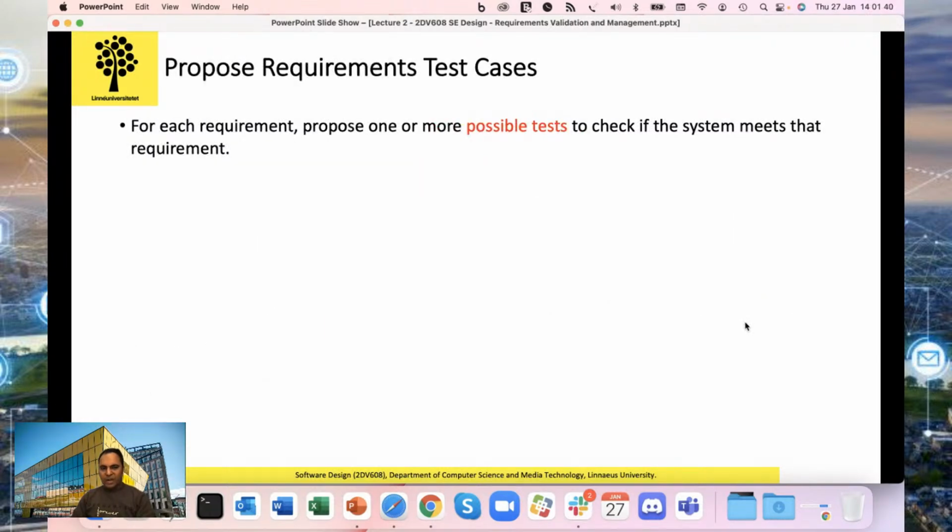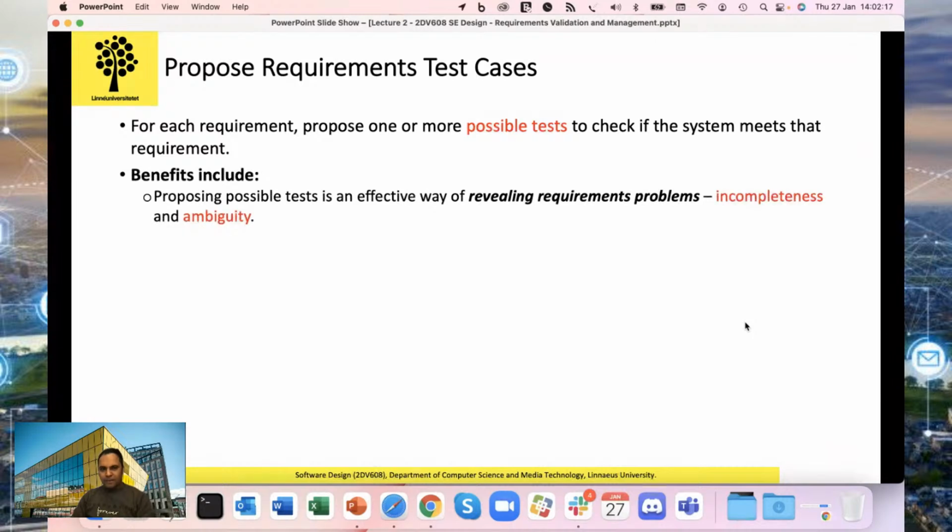Another way to validate your requirements is test cases. You should be able to write test cases for your requirements even early in the process, before you implement those requirements. Writing or proposing test cases does not mean that you have to write code. Rather, you should focus on what aspect of the requirements you want to test.